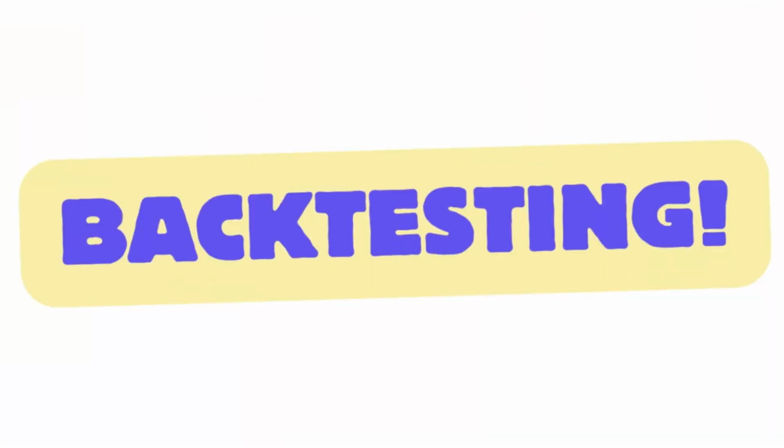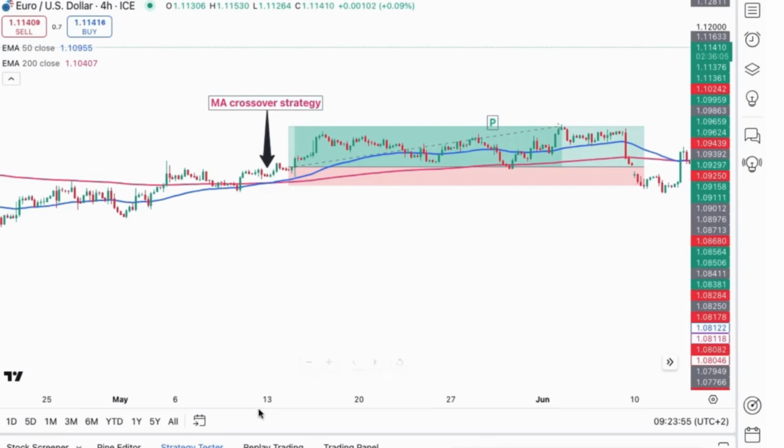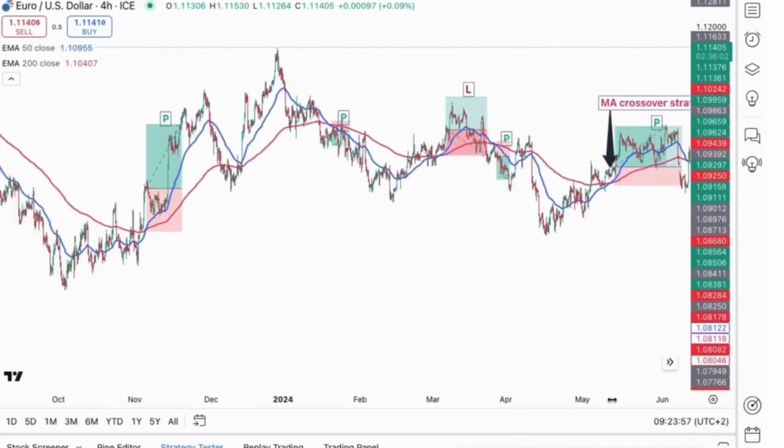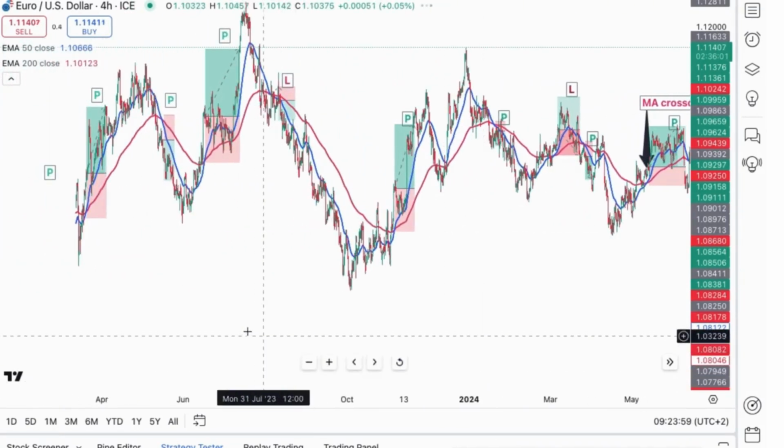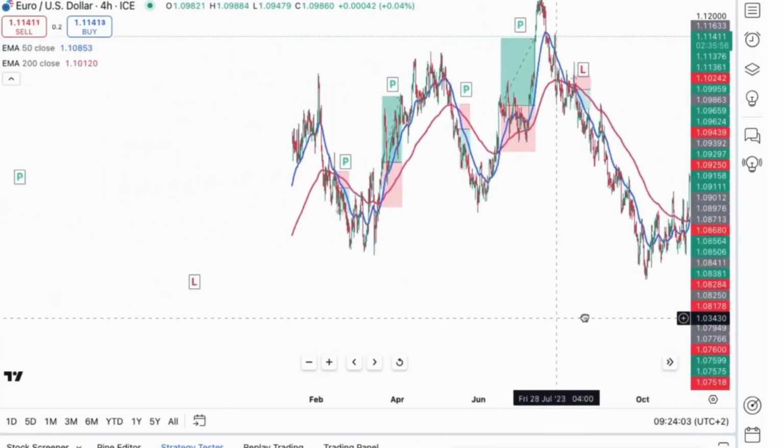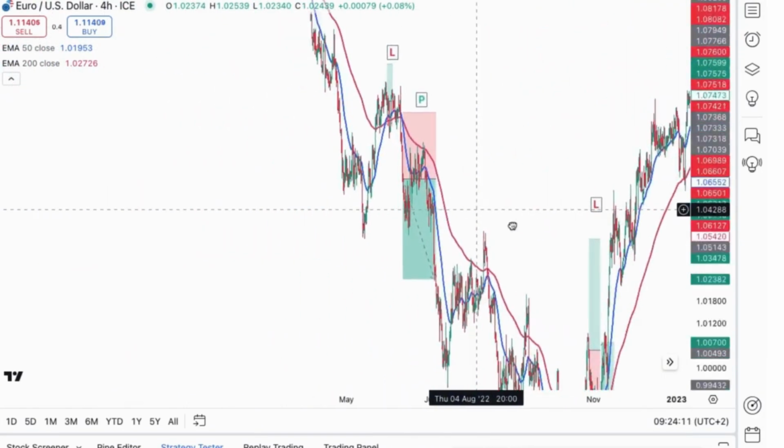Now imagine being able to test out your trading strategy against years of market data without risking a single dollar. Backtesting offers exactly that. In this video, I backtested a simple strategy, the moving average crossover strategy, and I found its win rate based on 30 trades going back 4 years on the 4-hour time frame.